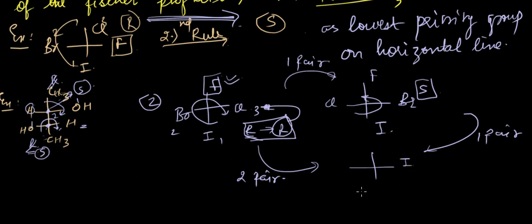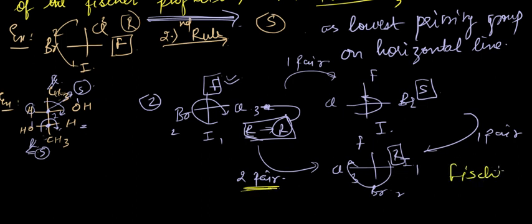Suppose I comes here, Br comes here, Cl and F. So what would be the configuration for this compound? For this compound, the configuration would be 1 2 3. So this is again R. So the conclusion is, when I change two pairs of atoms on a Fischer projection, the configuration does not change.